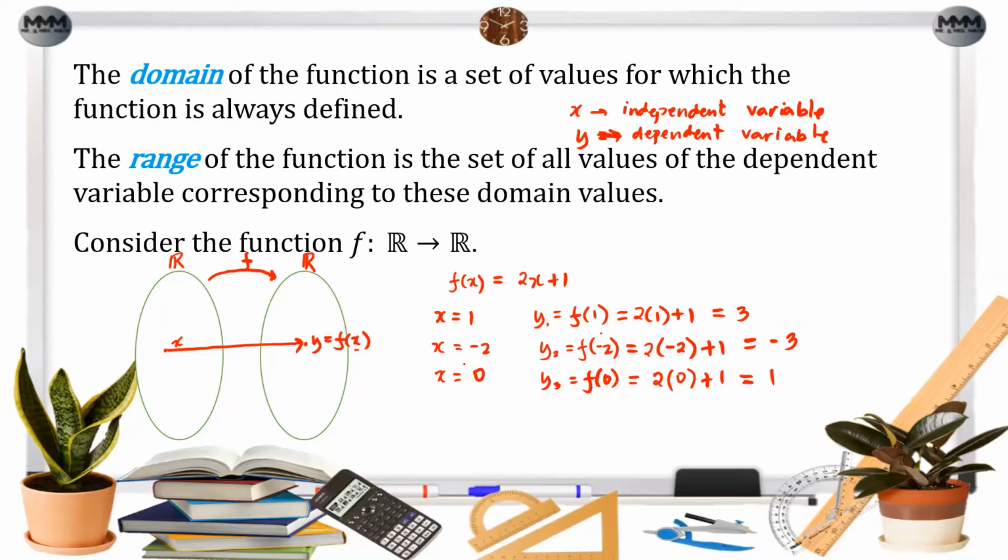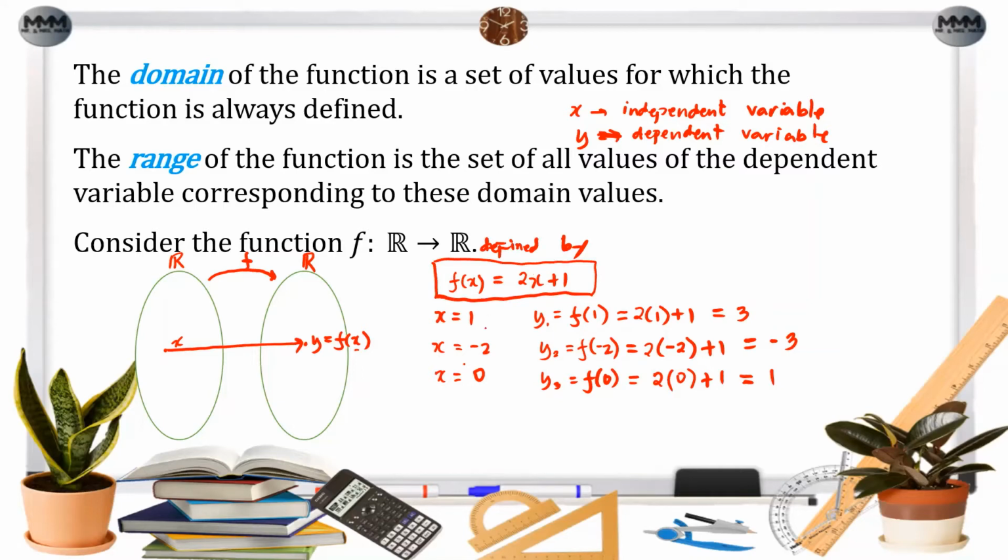So now, for the domain of the function. Take note here, in our definition, the domain of the function is a set of values for which the function is always defined. Now, if you're going to assign any values, any real numbers to x, is the function defined? Take note that the function is defined by this. So we have here, consider the function f, defined by this one.